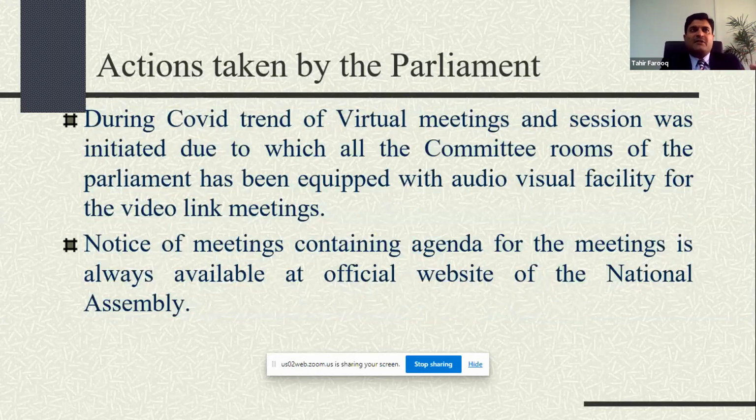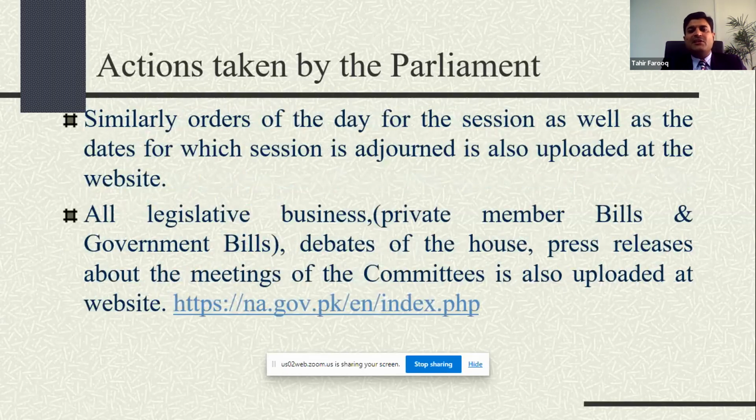During and after COVID, one thing has developed in the National Assembly: all the committee rooms in the precincts of the parliament have been converted and equipped with all the necessary facilities for conducting virtual meetings. A trend of joining meetings through Zoom or other applications has been established in the National Assembly. Notice of the meetings containing the agenda is always available on the official website of the National Assembly. Similarly, orders of the day for the session, as well as the dates to which the session is adjourned, are also uploaded on the website.